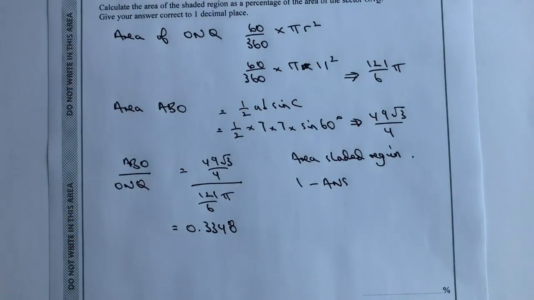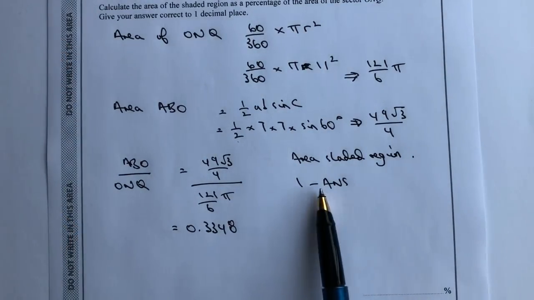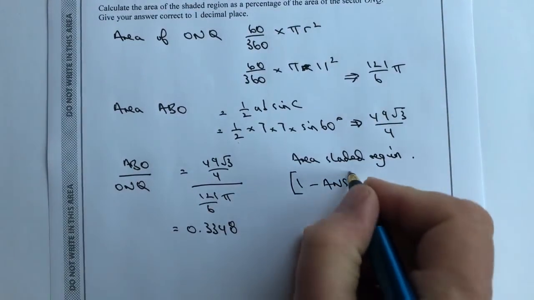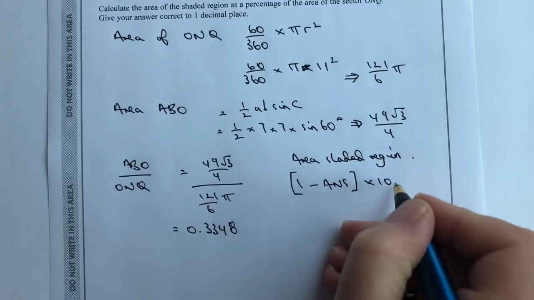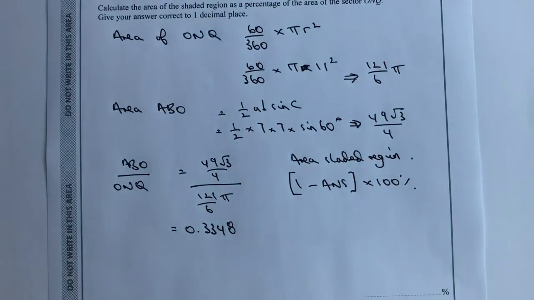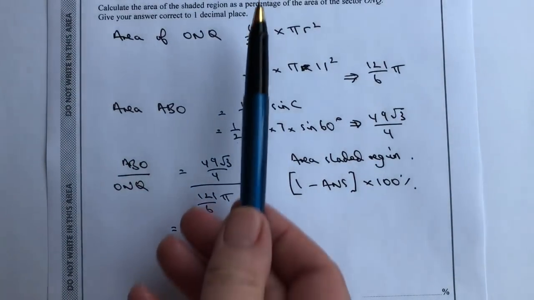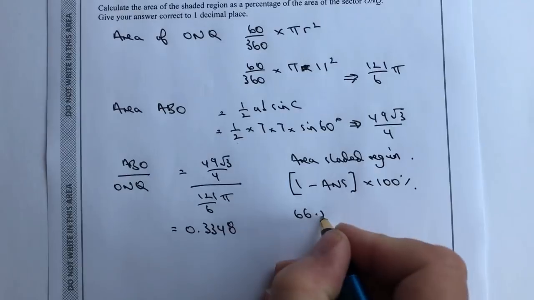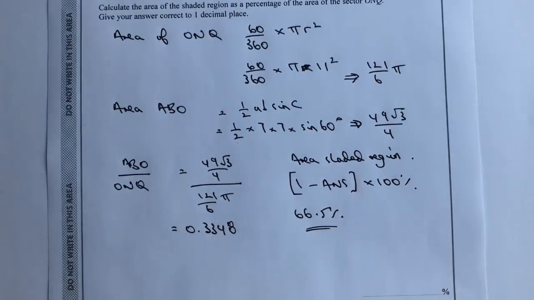So it's actually this whole shape minus 0.3348, and if we multiply that by 100, that's going to give us it as a percentage, because it does ask right at the top of the screen there for the percentage of the area. So that's going to give you an answer of 66.5% to 1 decimal place. Okay, I hope that's okay for you.